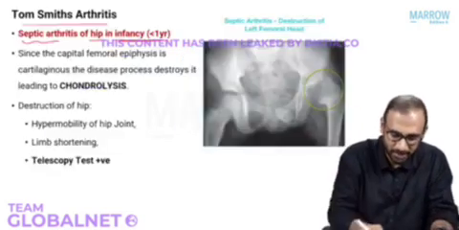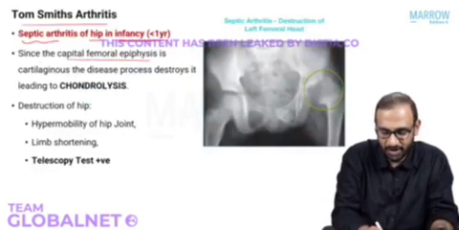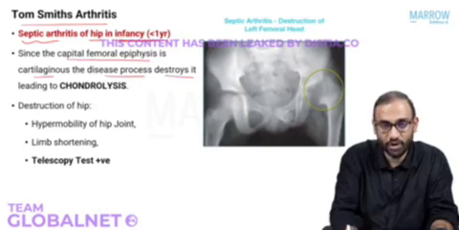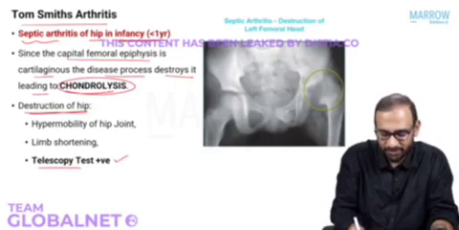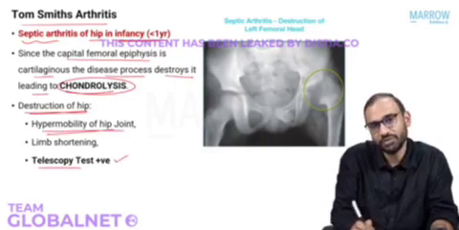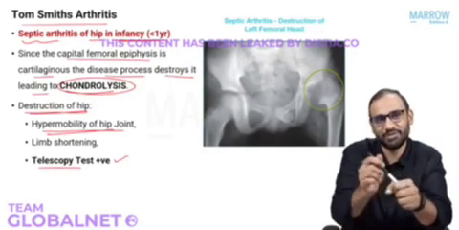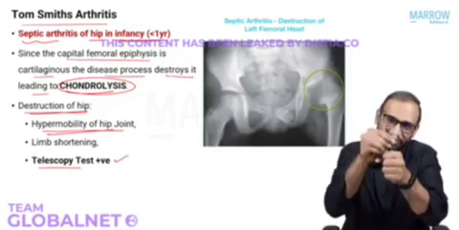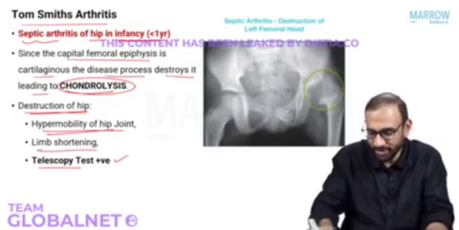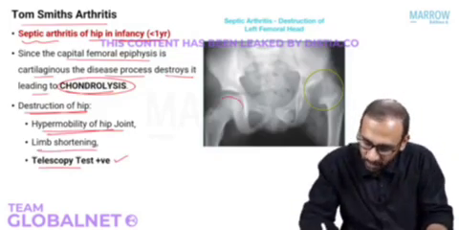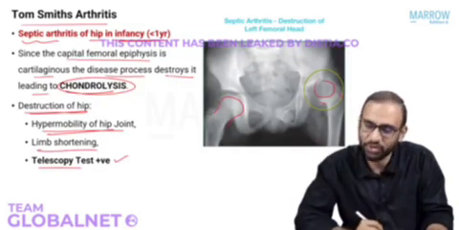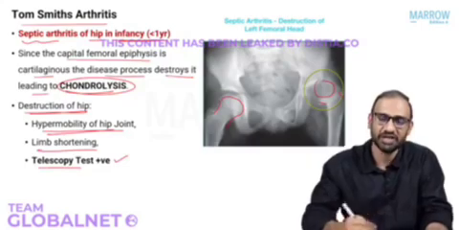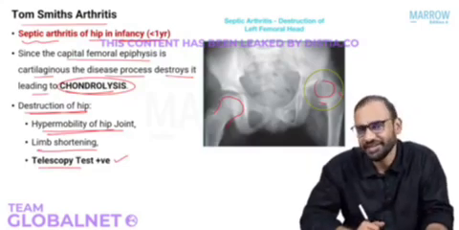Look at this. Since the capital femoral epiphysis is cartilaginous, the disease process destroyed it, leading to chondrolysis. And there will be destruction of the hip, leading to telescopy positive. Hypermobility of the hip joint, because head is not there, so hip will be hypermobile, and limb will obviously be shortened. Look at this X-ray. Clearly here there is a normal head of the femur and the neck of the femur. Here there is only neck. Head is completely destroyed. Limb is shortened, hypermobile, and there is telescopy positive.